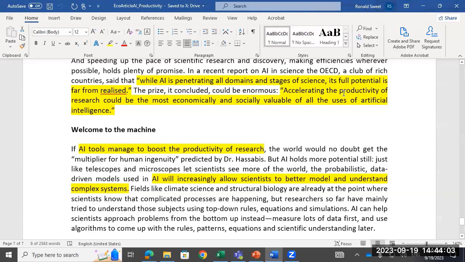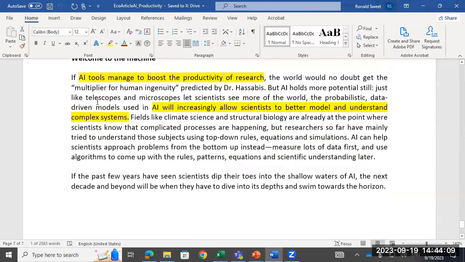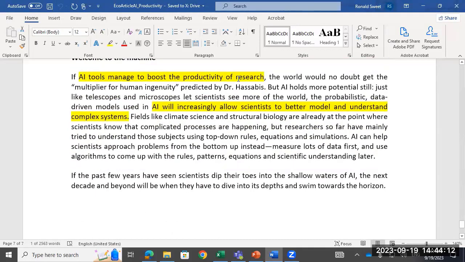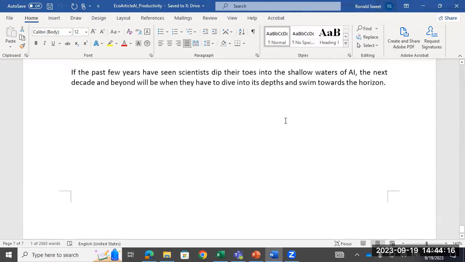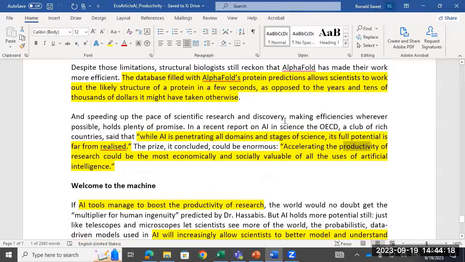Accelerating productivity, there's even the word productivity, of research could be the most economically and socially valuable of all the uses. AI tools manage to boost productivity in research. AI will increasingly allow scientists to better model and understand complex systems. So people say, wow, AI is going to change the world. Some people don't buy that argument.